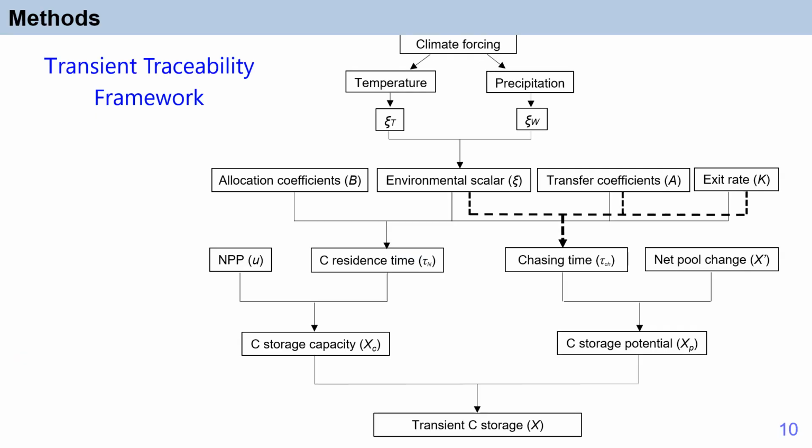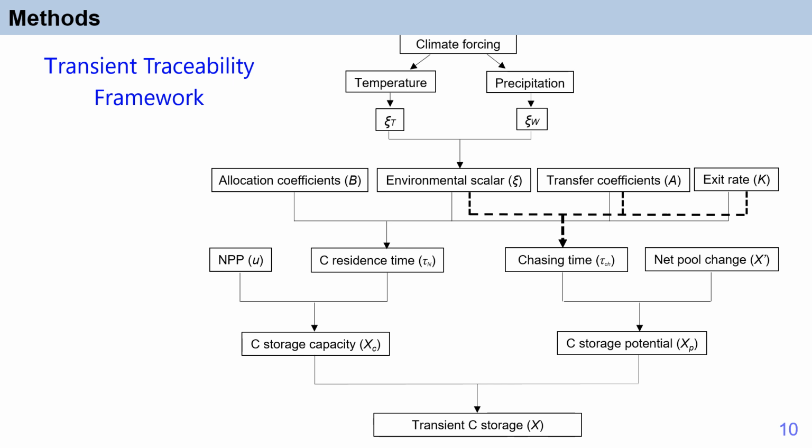This is the framework for transient traceability of land carbon storage dynamics. We can decompose transient carbon storage into carbon storage capacity and carbon storage potential. Carbon storage capacity is the product of NPP and carbon residence time. Carbon storage potential is the product of chasing time and net carbon pool change.